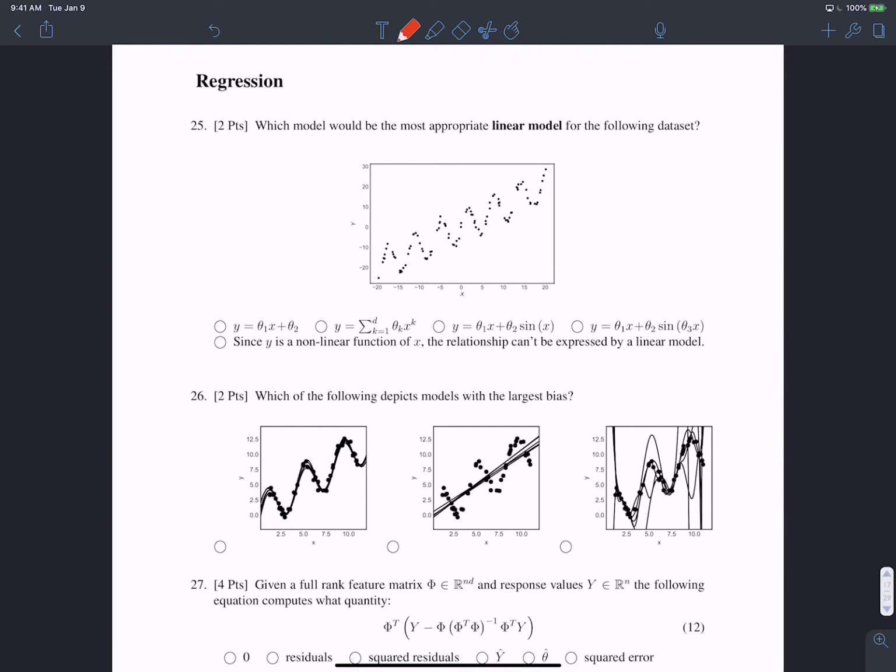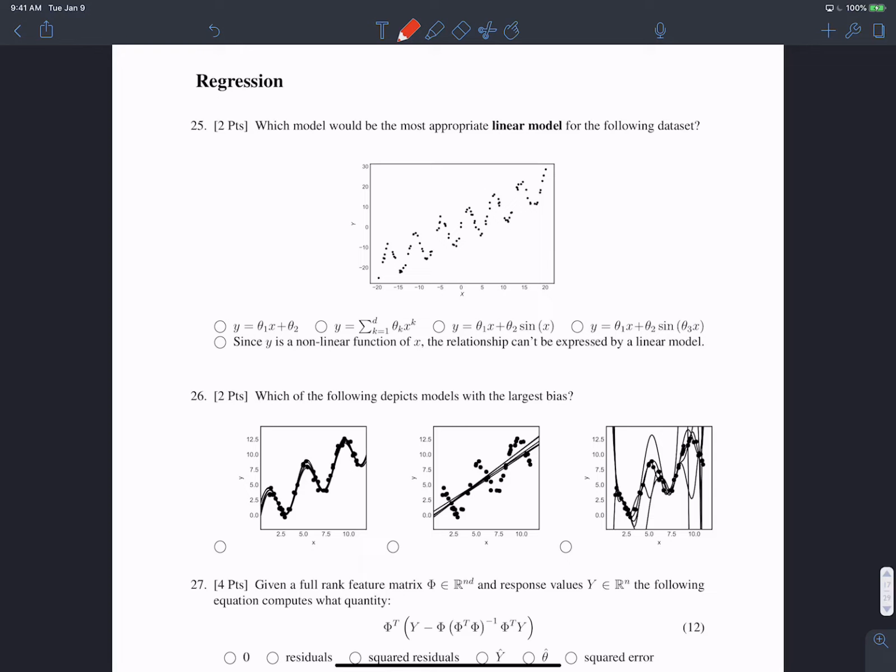Now moving on to the regression part. Which model would be the most appropriate linear model for the following data set? The first option is just something of the form y is equal to mx plus b, but that doesn't really seem like it would fit the plot we have.